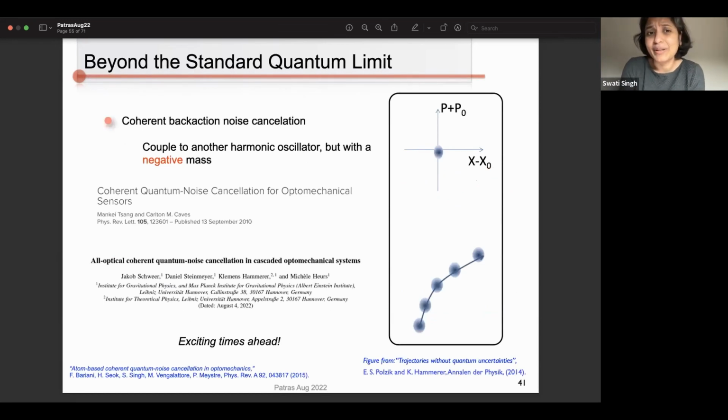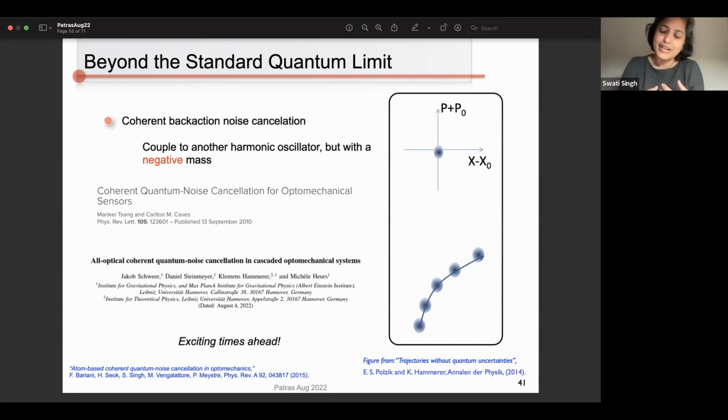Including, for example, a more broadband way of doing this using back action noise cancellation, which is a quantum version of the Bose noise canceling headphones that you would see. And here you couple it to another harmonic oscillator, but with a negative mass. This is where a little bit of the A and M of the AMO comes in, there's atomic systems coupling that you can use. But there are ways to do this.